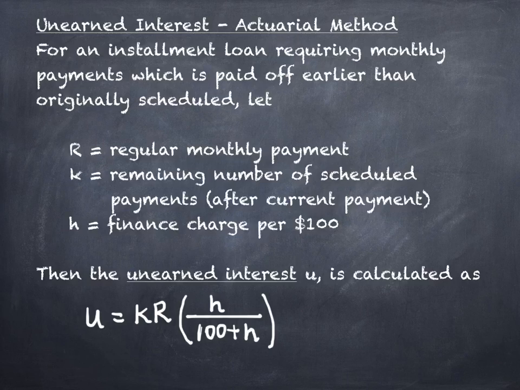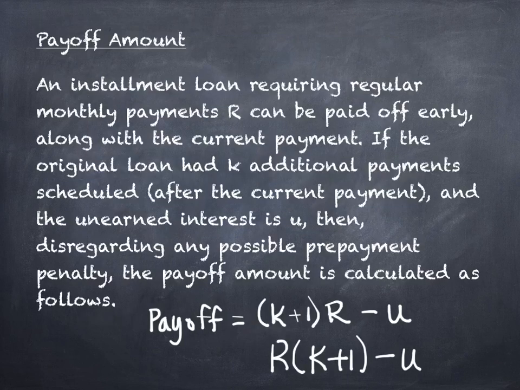All right, so we're going to take a look at a particular one. Oh, I'm sorry, one more formula before we get there. An installment loan requiring regular monthly payments can be paid off early with the current payment if the original loan had K additional payments scheduled after the current payment. The unearned interest is U. We just talked about how to find U a minute ago. And then the payoff amount is calculated as this.